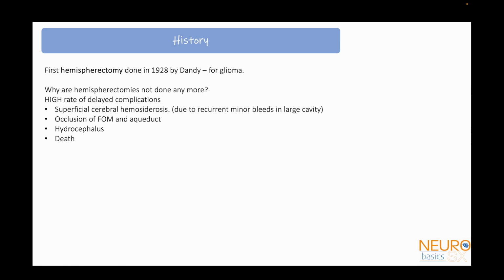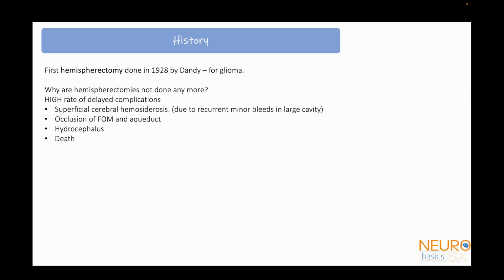But why are hemispherectomies, removing the entire hemisphere, not done anymore? Because there's a high rate of complications. Nothing happens immediately, but long term, there are a lot of problems. The most important one is superficial cerebral hemosiderosis. This happens because there's such a large cavity that there are multiple episodes of small bleeds into it, and this leads to iron deposition onto the rest of the brain, and that impairs its function.